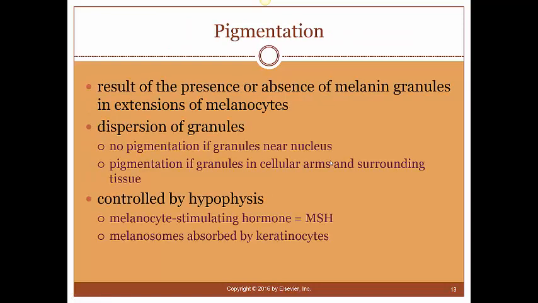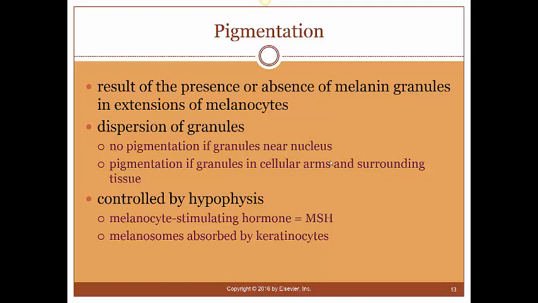Pigmentation is the result of the presence or absence of melanin granules in the extensions of the melanocytes. Depending on how a melanocyte disperses the melanin it produces, that is going to determine skin color and hair coat color. If the pigmentation granules are near the nucleus and are not dispersed throughout the melanocyte and not put out into the surrounding tissue, then the skin is going to appear more pink in color and the hairs are going to appear more white.